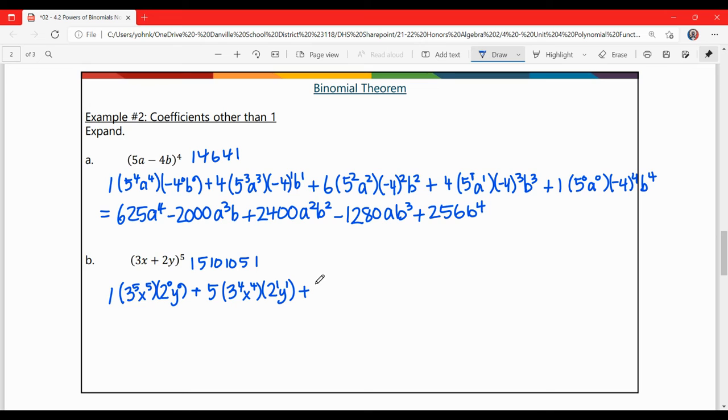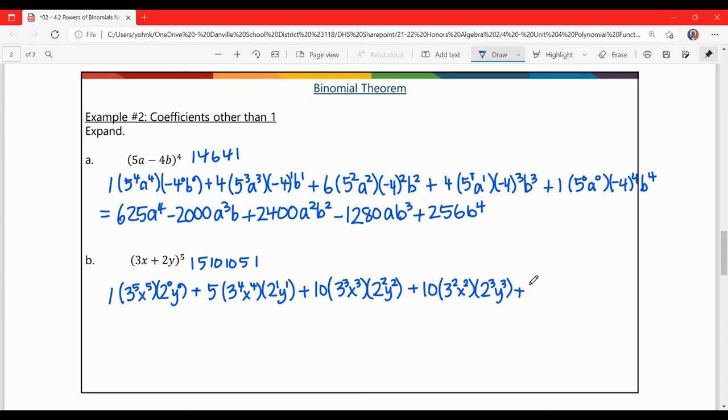Plus, grab the next coefficient 10, take the 3 down a power, the x down a power, and take the 2 up a power and the y up a power. Plus, grab the next coefficient 10, take the 3 down a power, the x down a power, take the 2 up a power and the y up a power.